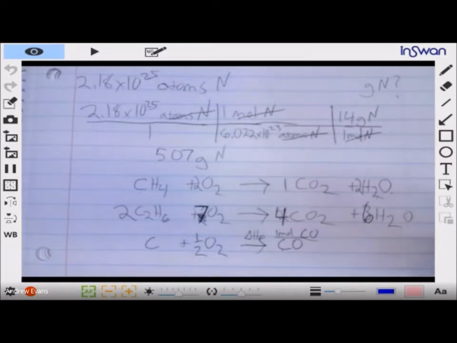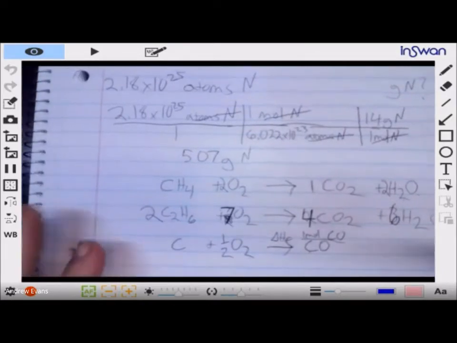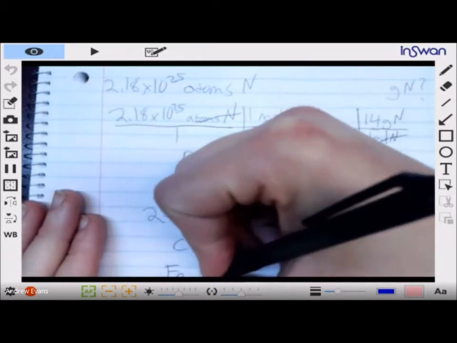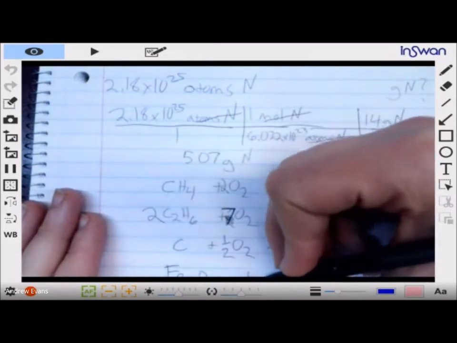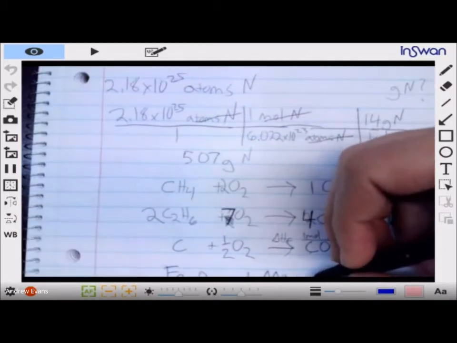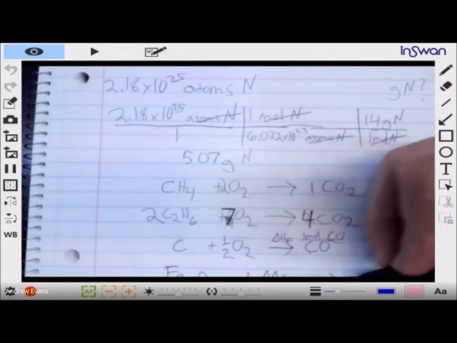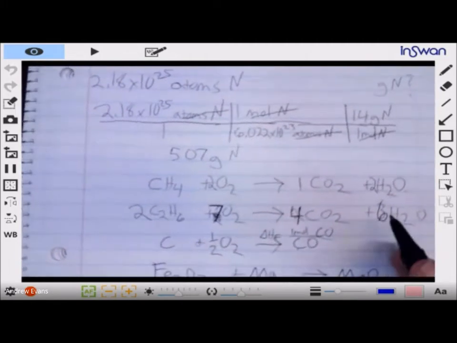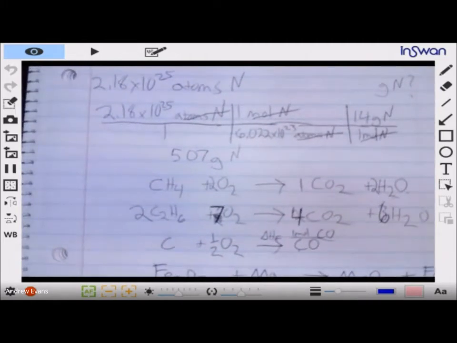So one more balancing before I move on. Like Fe2O3 and Mg goes to MgO and Fe. With this in mind, we have to balance. Right now the magnesiums are balanced, but the oxygens aren't and the irons aren't.